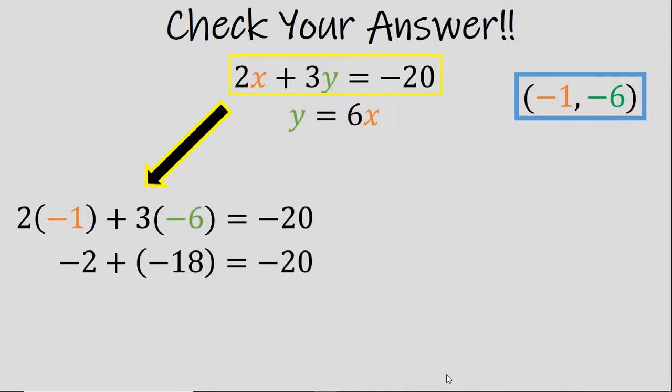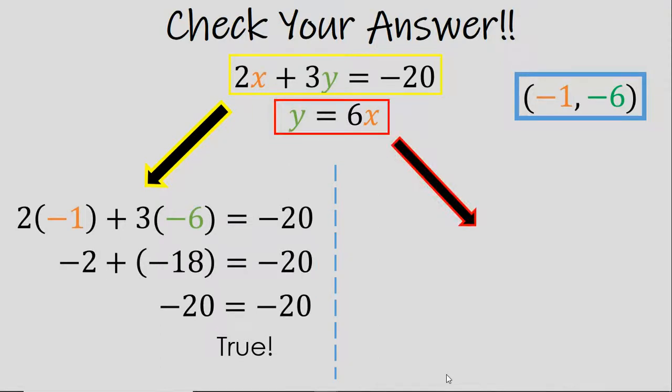-1 times 2 gives me -2, and 3 times -6 gives me -18, and -2 plus -18 gives me -20. So my final expression here is -20 equals -20. That is a true statement. That means my ordered pair, -1, -6, made my equation true. So that's great. We've solved it for the first one, but we have to solve it for the second one to make sure it's also a solution for the second equation.